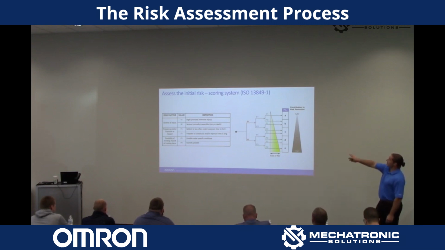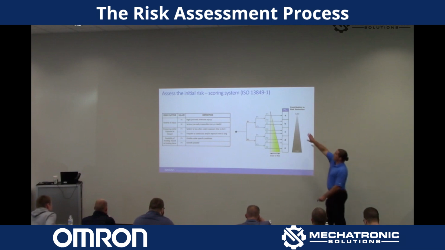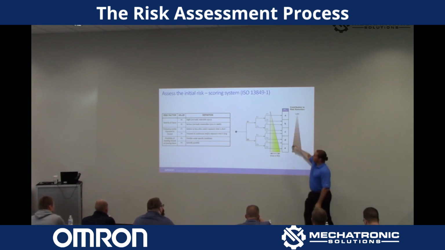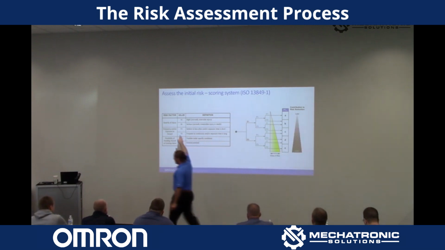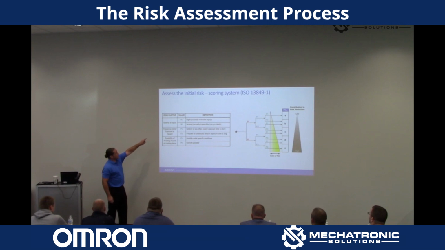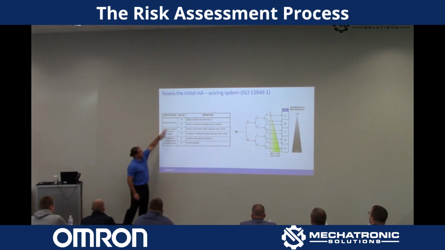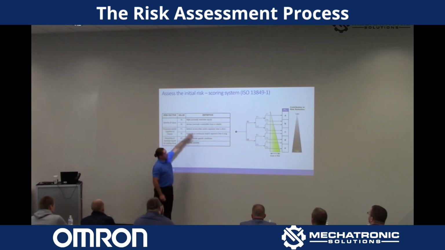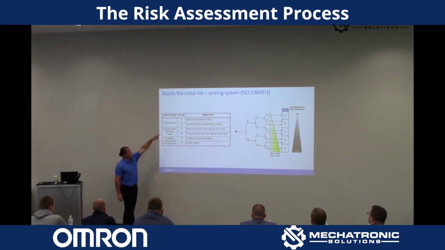Okay, so this is a very simple way to get to our required performance level. What we have here are our three factors: severity of injury, frequency and exposure to the hazard, and possibility of avoiding or limiting harm. And then we're just going to go through this flow chart, right? So for severity of injury, is it S1 or S2? Okay, slight, which is normally reversible. Or is it serious?